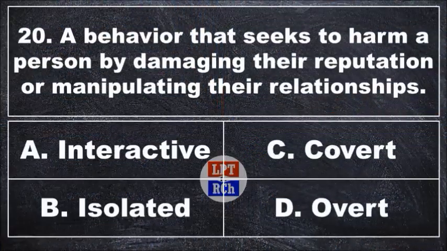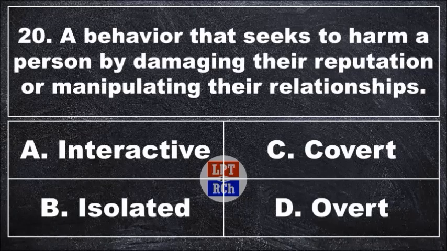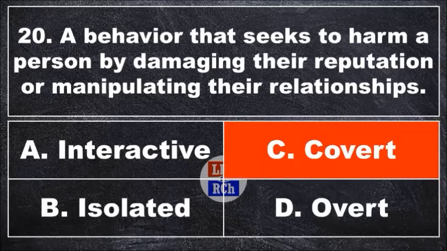20. A behavior that seeks to harm a person by damaging their reputation or manipulating their relationships. A. Interactive. B. Isolated. C. Covert. Or D. Overt. The best answer is C.